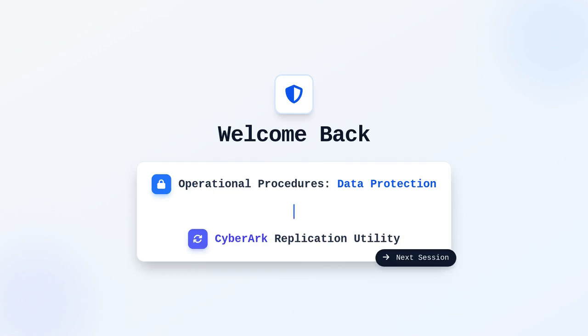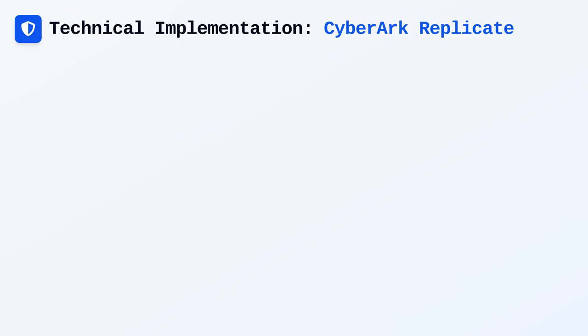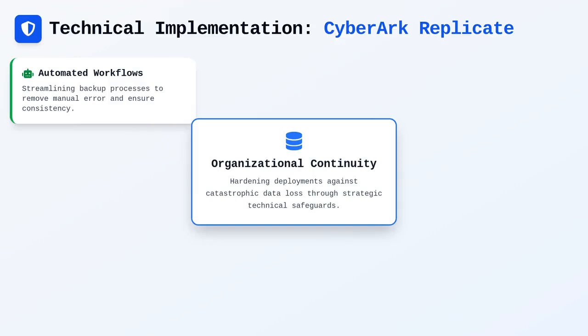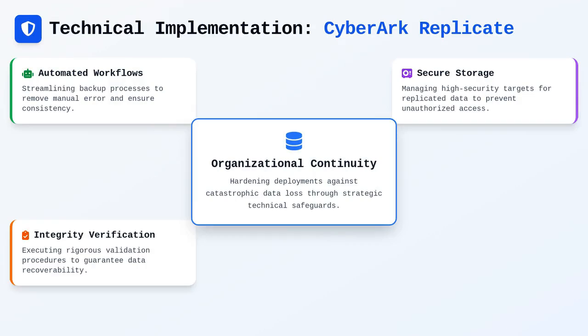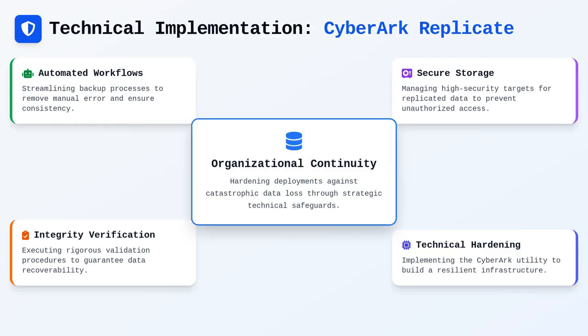Welcome back. We are now looking at the operational procedures surrounding data protection and the CyberArk replication utility. In this chapter, we will master the technical implementation of data protection strategies using the CyberArk replicate utility to ensure organizational continuity. You will learn to automate backup workflows, manage secure storage targets, and execute rigorous integrity verification procedures, essentially hardening your deployment against catastrophic data loss.